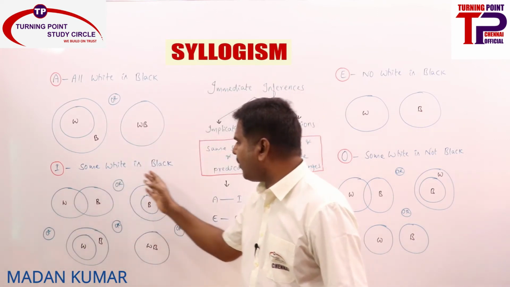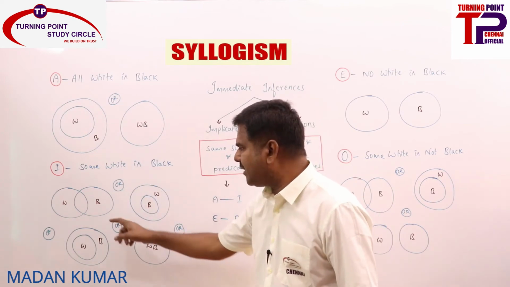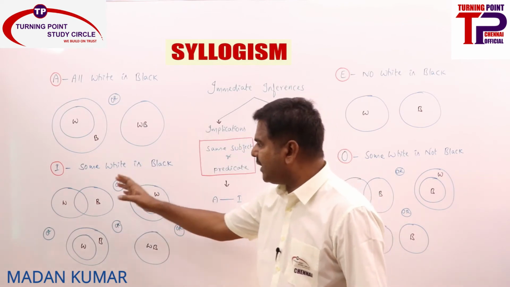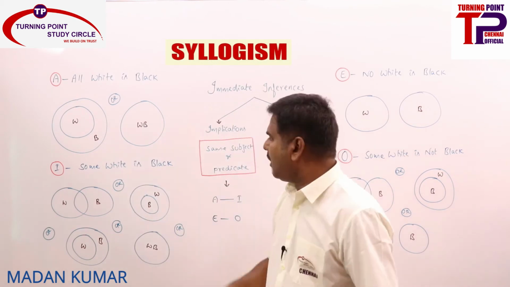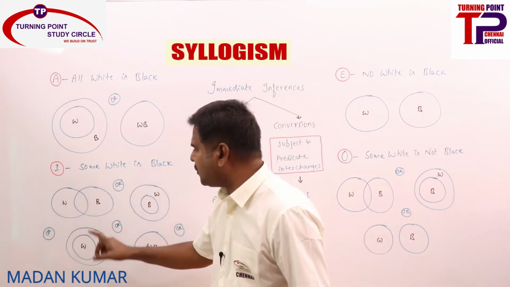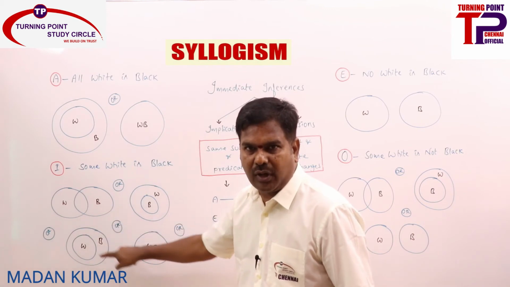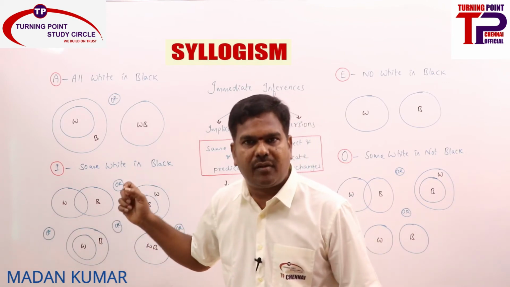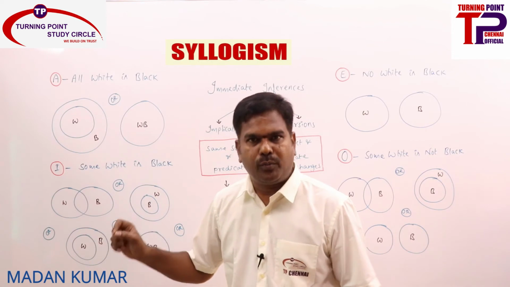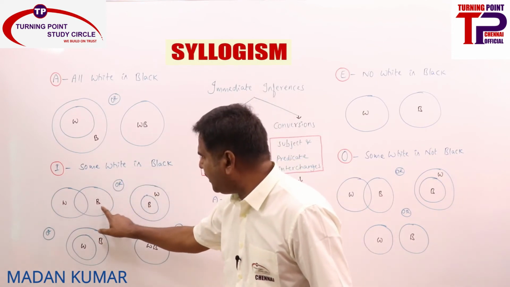The statement "some white is black" we have represented in 4 ways in the Venn diagram method. Now see whether I can be converted into I. What is the I conversion? Some black is white. Whether it is true in this diagram? Yes, because it must be true in all the 4 diagrams, then only we can give a conclusion as true. So some black is white, it is true only.